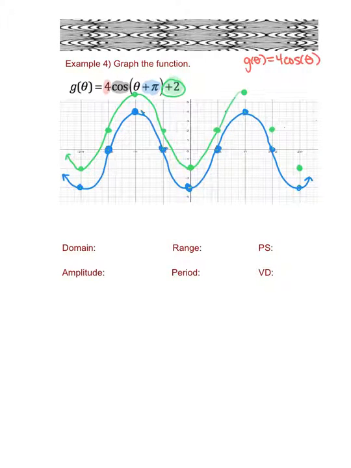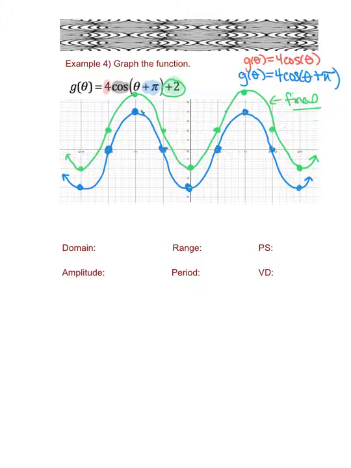So here in the green, that's going to be my final graph in the green. So the blue is the g of theta equals 4 cosine of theta plus pi. Green is the final graph.